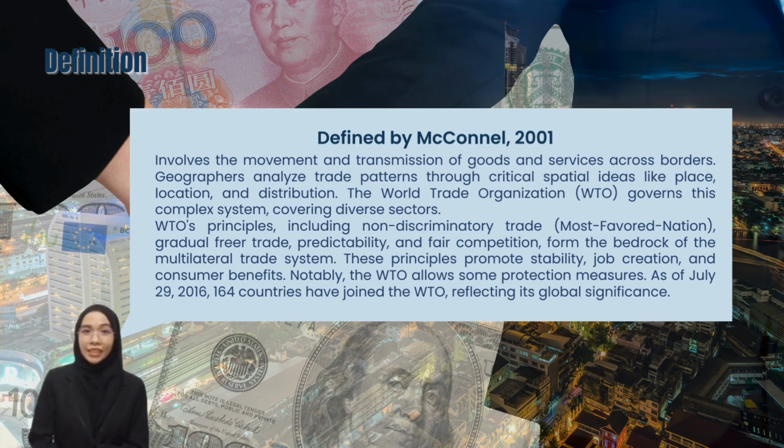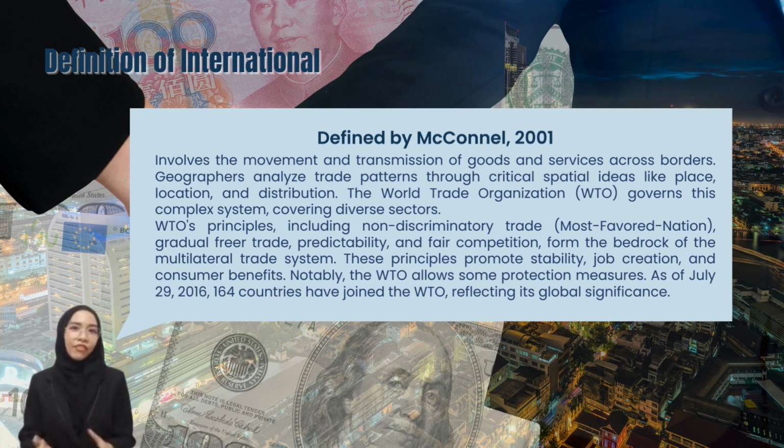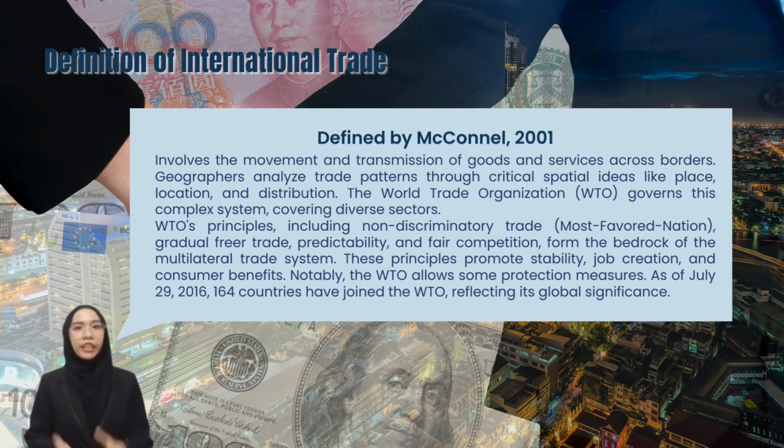So, what is international trade? International trade, as defined by McConnell in 2001, involves the movement or transmission of goods and services across borders. Geographers analyze trade patterns through critical spatial ideas like place, location, and distribution. The World Trade Organization (WTO) covers this complex system, governing diverse sectors.